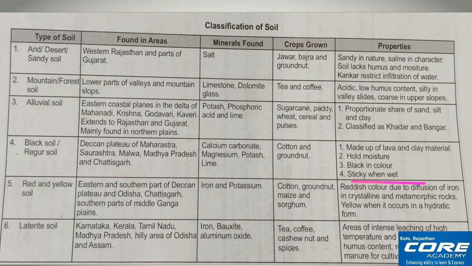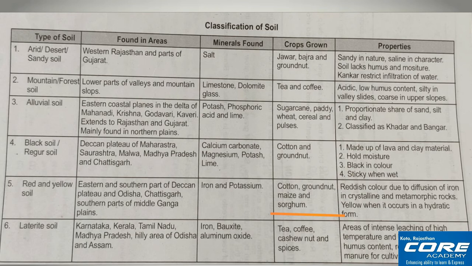Fine. Now the next one, the fifth one, is red and yellow soil. This red and yellow soil is found basically in the eastern and southern part of the Deccan Plateau, Odisha, Chhattisgarh and the southern part of the middle Ganga plains. Minerals found here are iron and potassium. And what are the crops grown here? Cotton, groundnut, maize and sorghum are basically grown in this particular soil.